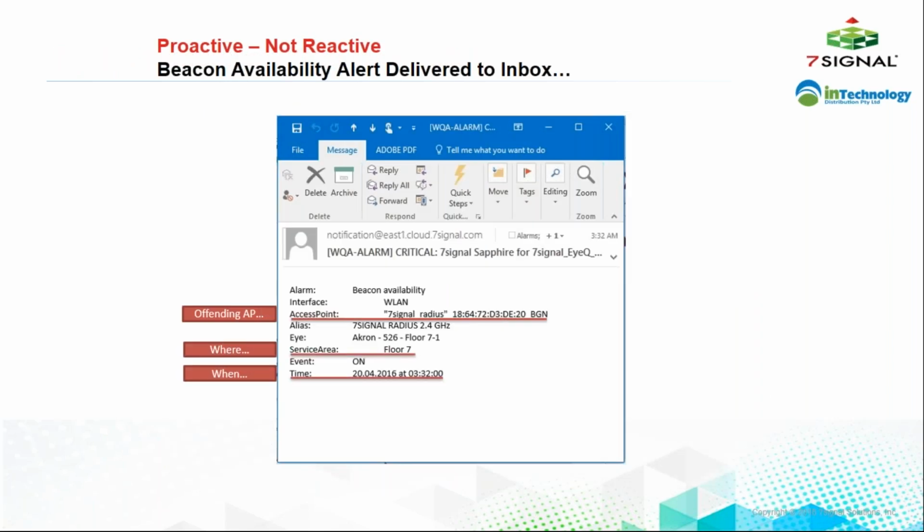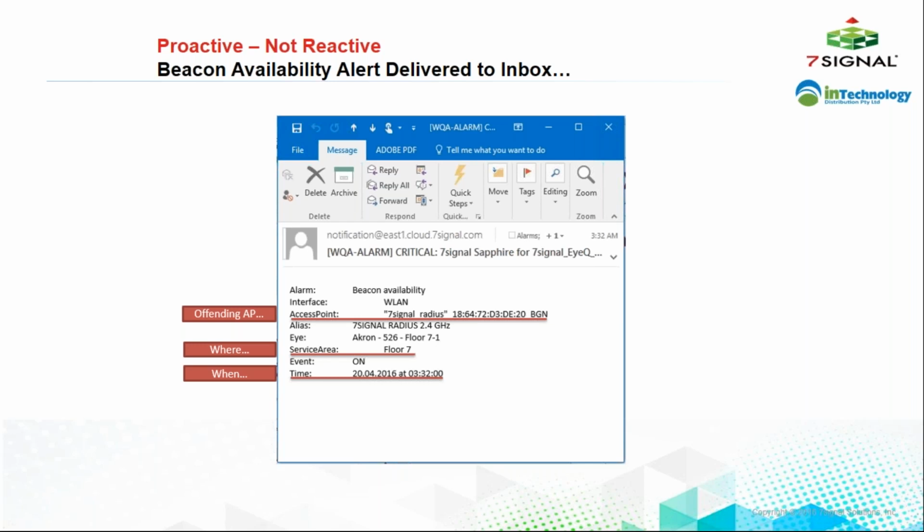It starts, this idea of being proactive that I've been harping on for so long here, starts with email notification. So this is an example of an email that you would receive. When you get one of these, you can see immediately, this is a beacon availability problem. We can see that we're not receiving beacons. It's a stuck AP, if you will. We see what the AP name is. We see the offending AP. We know where it is. It's on the 4th floor, and we know when.